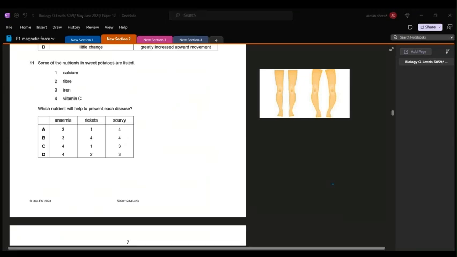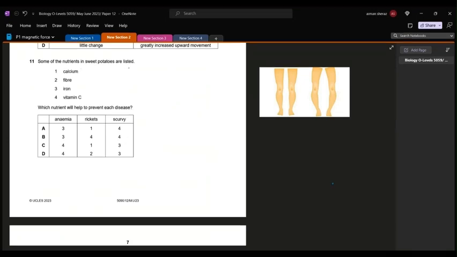Question number 11. Some of the nutrients in sweet potatoes are listed: calcium, fiber, iron, and vitamin C. Which nutrient will help to prevent each disease? So we know scurvy is caused by the deficiency of vitamin C, that means number 4. So either A or B can be the answer. Rickets is developed when you have the deficiency of calcium or vitamin D.